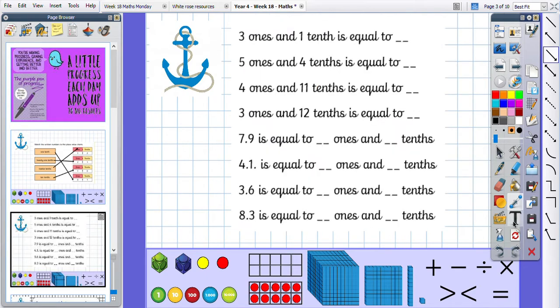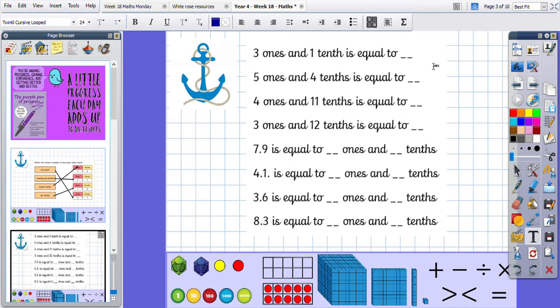And our sentences: 3 ones and 1/10 is equal to 3.1, 5 ones and 4 tenths is 5.4, 4 ones and 11 tenths, so you would exchange 10 of your tenths to make another 1, so it would be 5.1. 3 ones and 12 tenths, you would exchange again, so you'd exchange 10 tenths for 1 whole, so you'd have 4 wholes and 2 tenths.